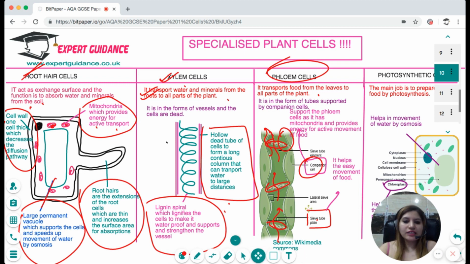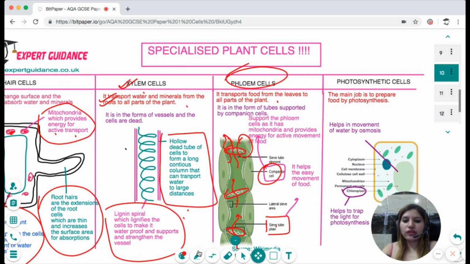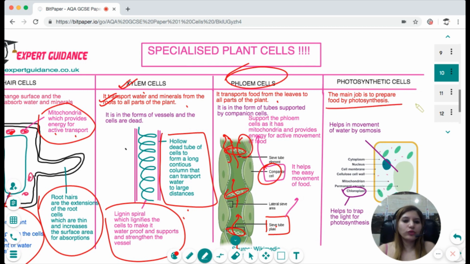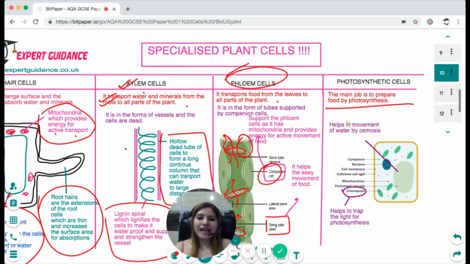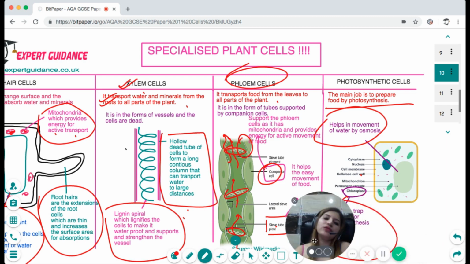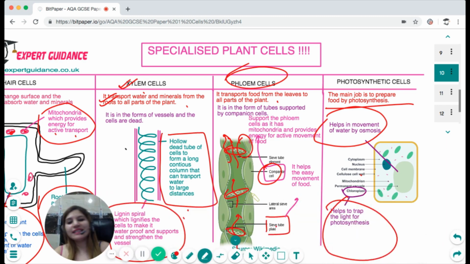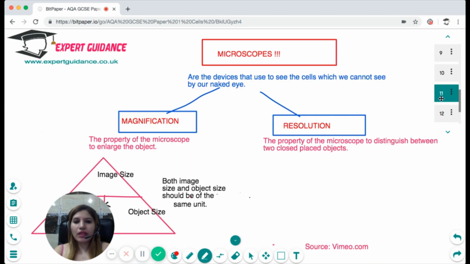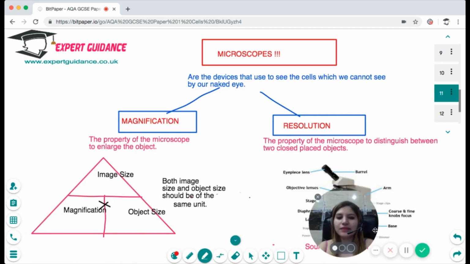The last is the photosynthetic cell. The function of the photosynthetic cell is to prepare food by photosynthesis. So it has a large vacuole which helps in the movement of water by osmosis. It has loads of chloroplasts that help it to trap light for photosynthesis. Also, these cells lie flat onto the leaf surface so that they can easily absorb water and carbon dioxide for quick photosynthesis. Okay, so I hope these special plant and animal cells are clear to you.